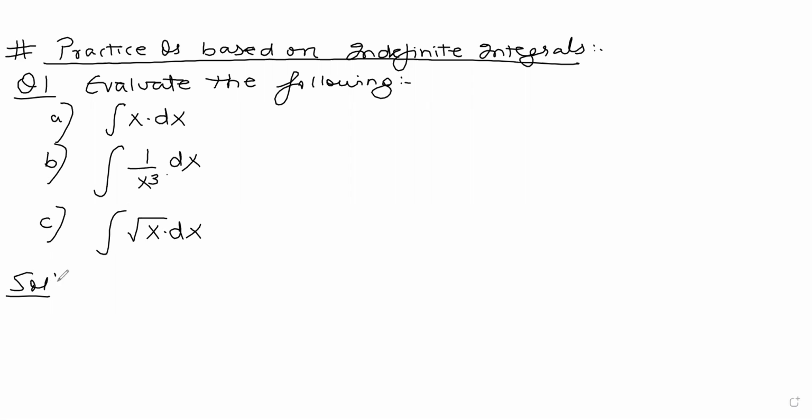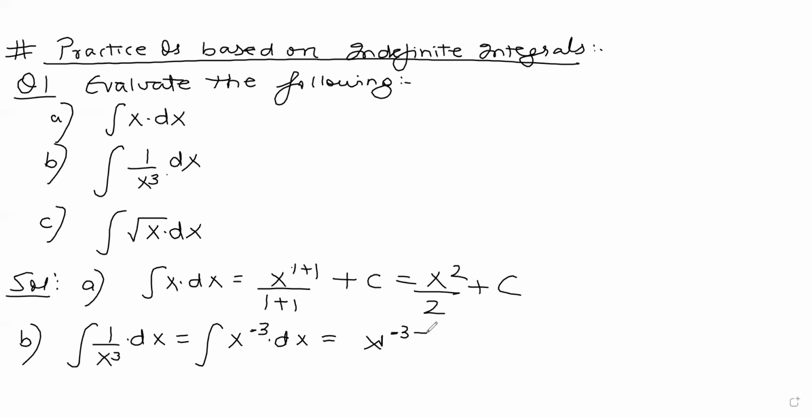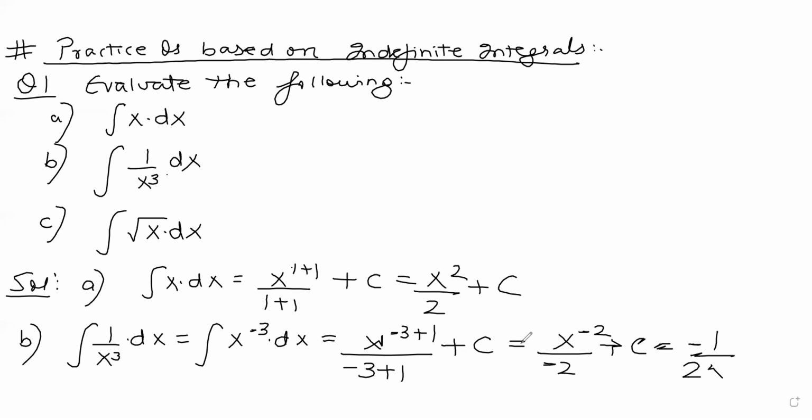So let's quickly solve them part by part. Integral x dx will be x to the power 1 plus 1 upon 1 plus 1 plus c, which is x squared by 2 plus c. Part B, integral 1 upon x cube dx, I can write as integral x to the power minus 3 dx, which is x to the power minus 3 plus 1 upon minus 3 plus 1 plus c, which is x to the power minus 2 upon minus 2 plus c, which is minus 1 upon 2x square plus c.